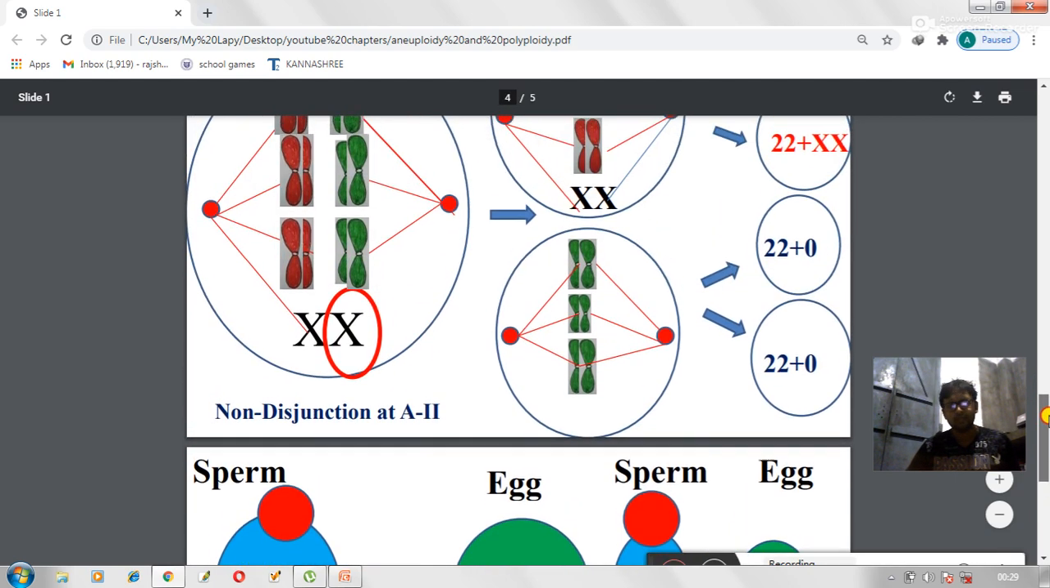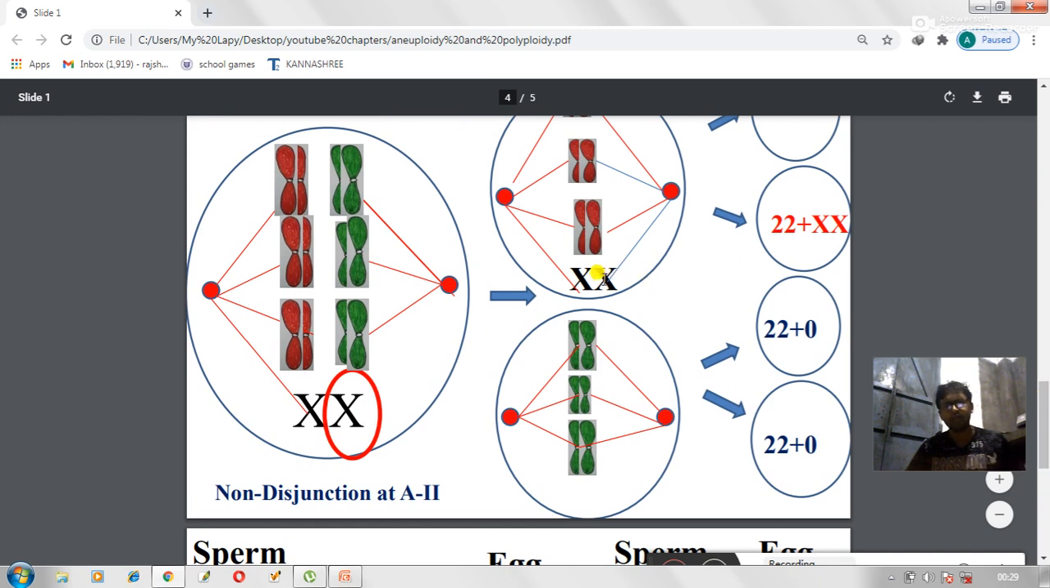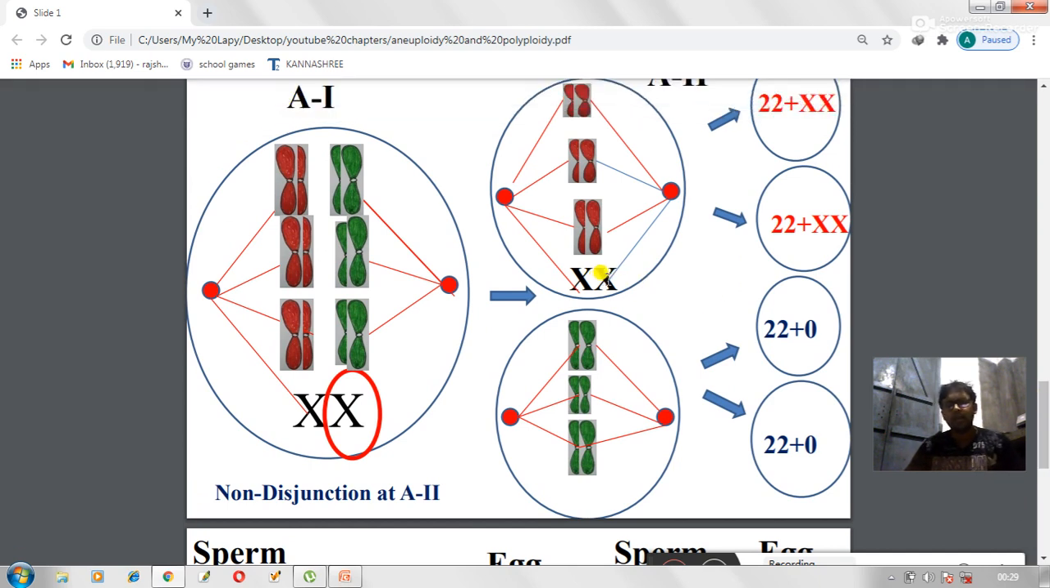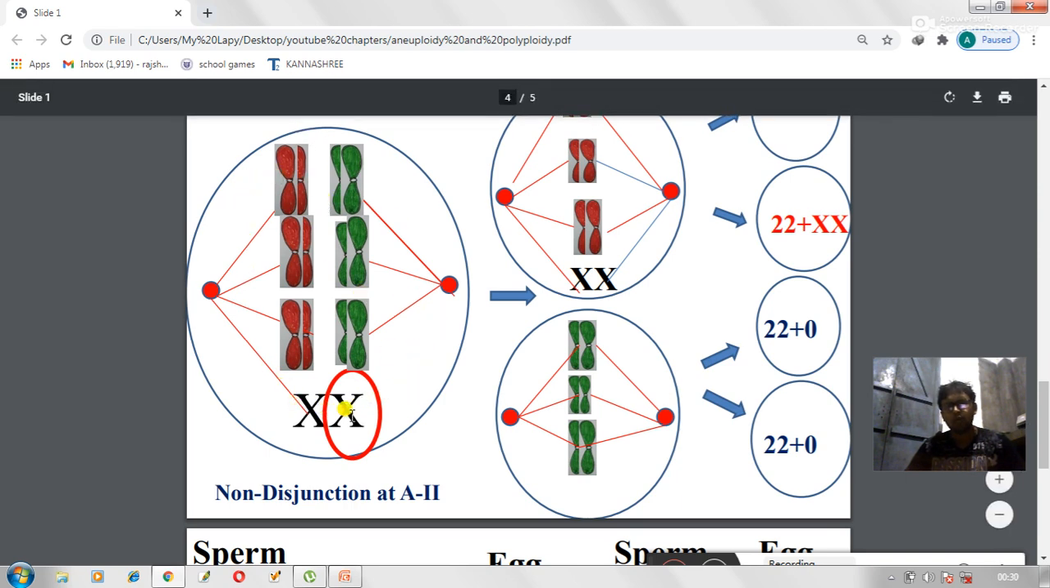Aneuploidy may occur in such a way that the X chromosomes are not properly aligned and non-disjunction occurs with the X chromosome. That is, during anaphase 1, out of the two X chromosomes, if only one X chromosome is attached to the spindle fiber and one chromosome is left, this extra X chromosome will go in one direction and equal division of the X chromosome will not occur.